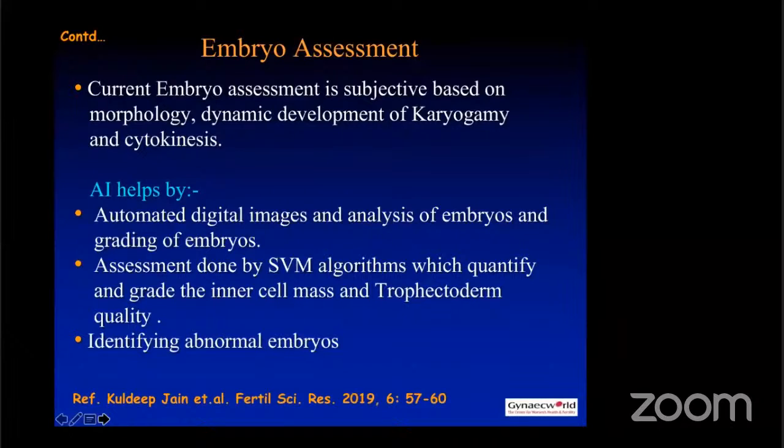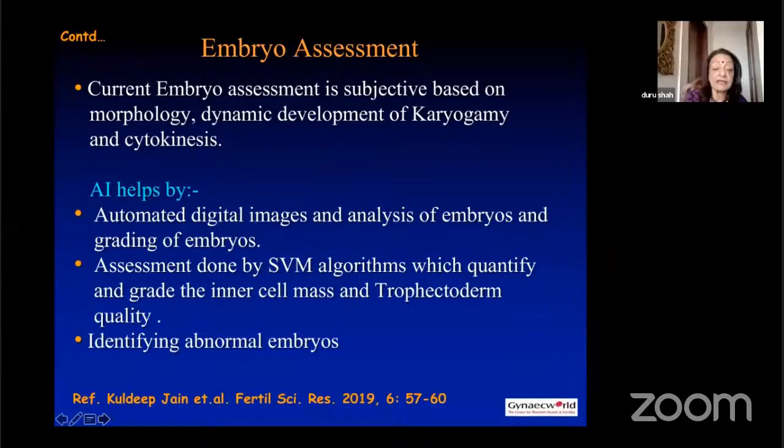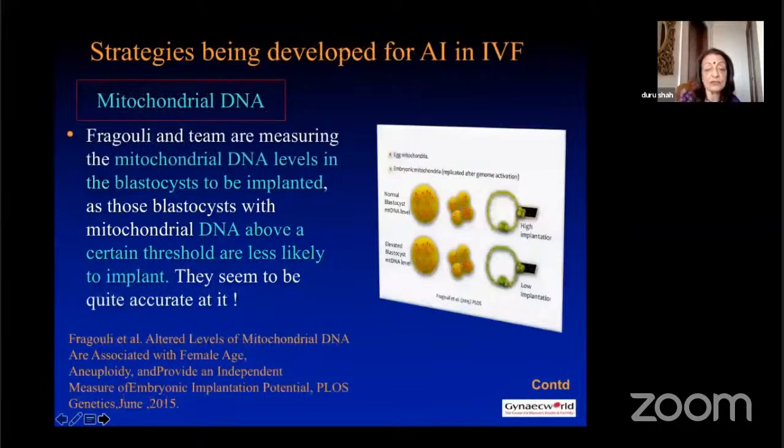Now, the current embryo assessment is subjective based on morphology, etc. But today, with the help of AI, we are able to identify abnormal embryos, and we are also able to grade and quantify the inner cell mass and trophectoderm quality. We can also assess the quality and grading of embryos and assess quality and normality. Mitochondrial DNA has been measured in the blastocysts which are to be implanted, and this mitochondrial DNA helps. If there is more than a threshold amount of DNA present, then they are likely not to implant.